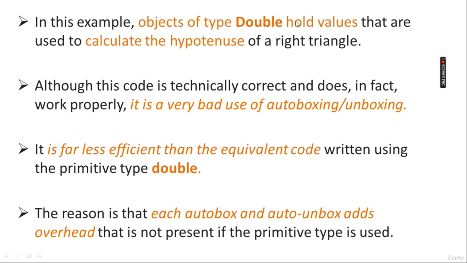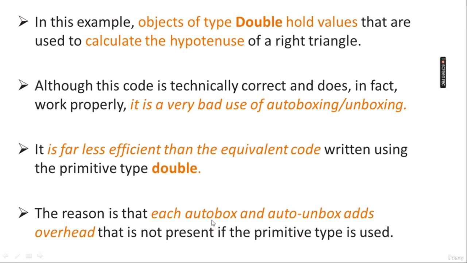Objects of type Double hold values that are used to calculate the hypotenuse of the right angle triangle. This code is technically correct and does in fact work properly. It is a very bad use of autoboxing, because at every place Java has to do everything on its own. It is far less efficient than the equivalent code written using the primitive type double. The reason is that each autobox and auto-unbox adds overhead, in terms of effort for the Java compiler and in terms of time that the compiler or our CPU will require. That is not present if the primitive type is used.